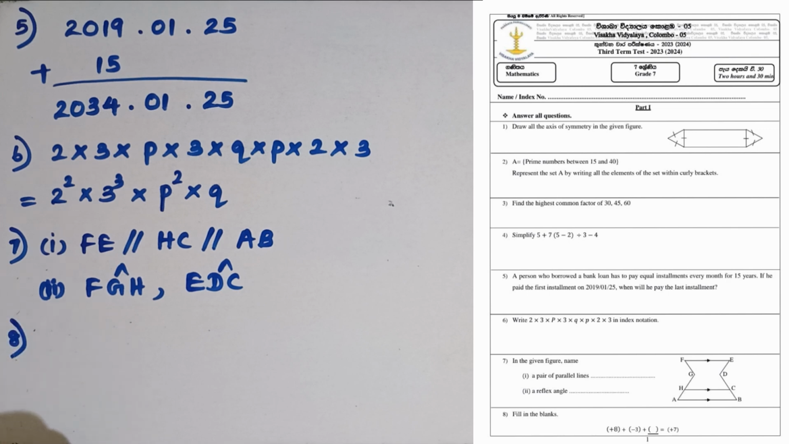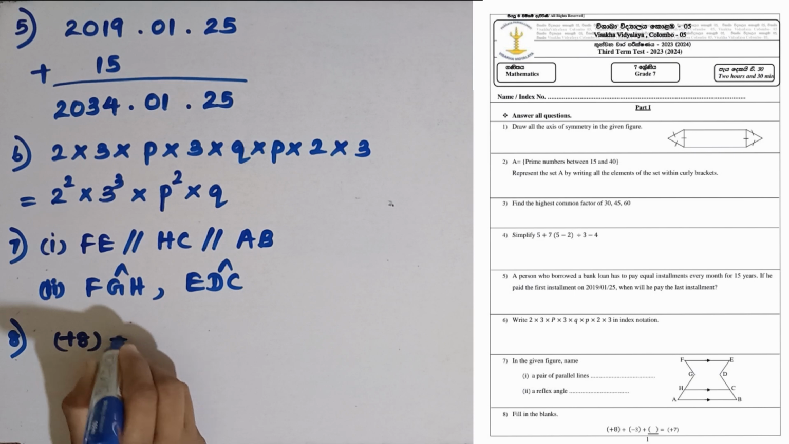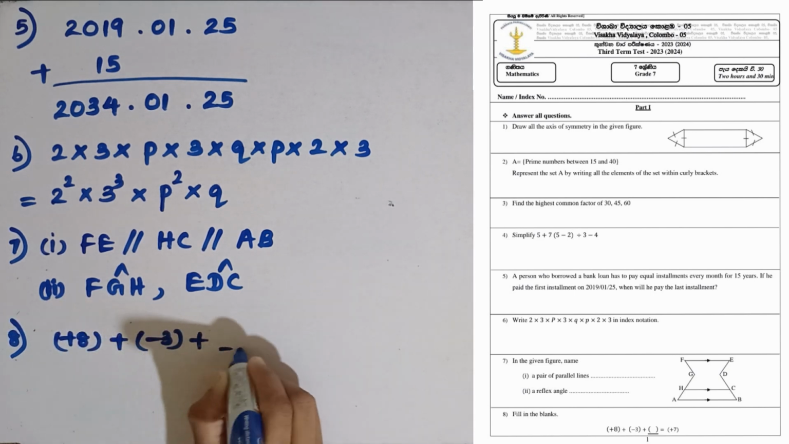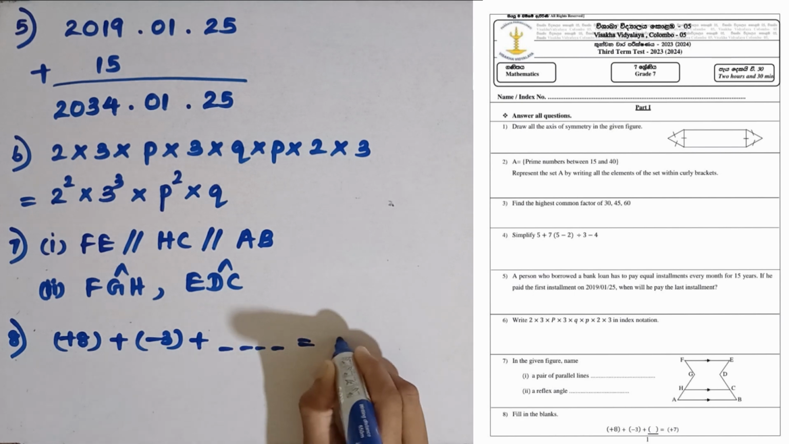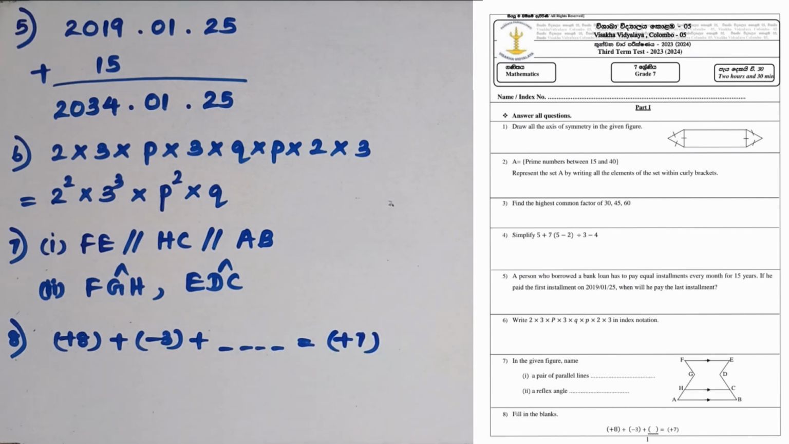Fill in the blanks. We are given this: +8 plus -3 plus a blank equal to +7. Here what is the addition here? +8 plus -3. We have to take the difference of the two magnitudes.